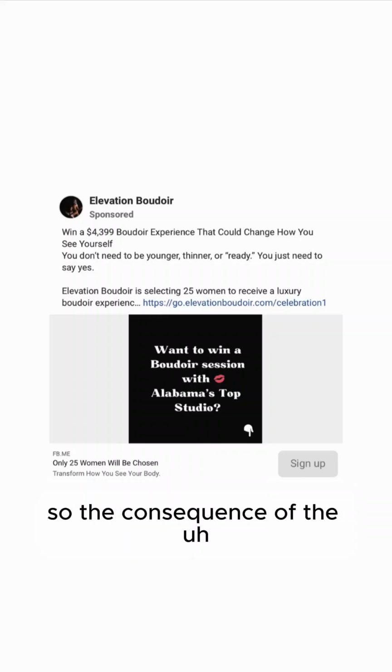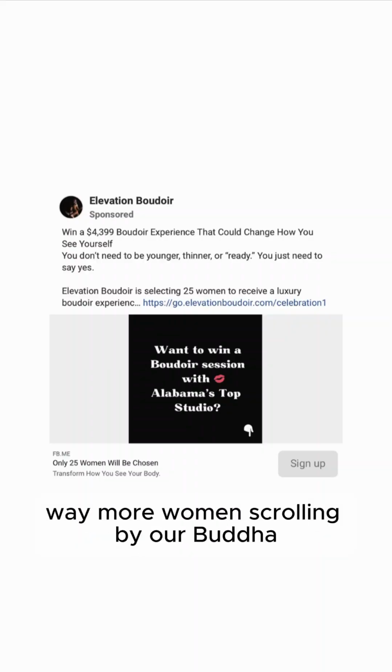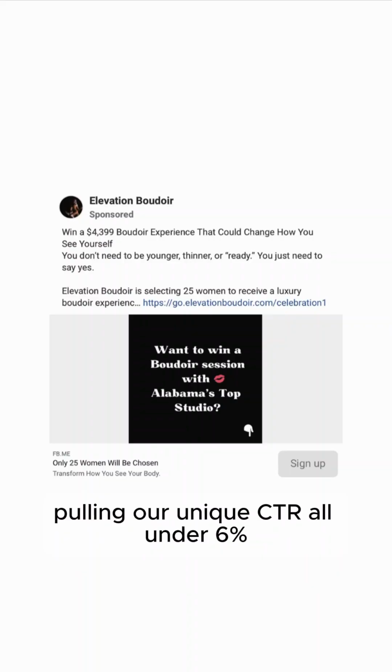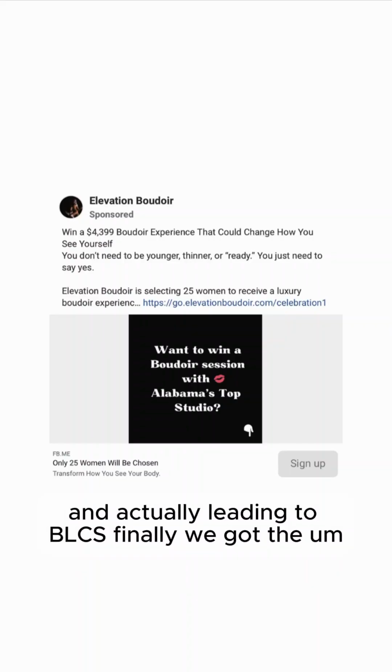So the consequence of the looks like an ad mistake is that we're gonna have way more women scrolling by our Boudoir Facebook ads than necessary, pulling our unique CTR all under 6%, and actually leading to BLCS.